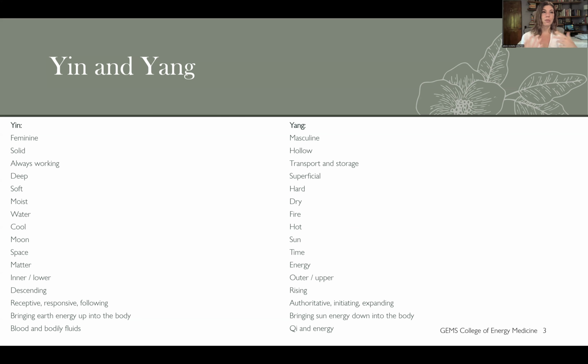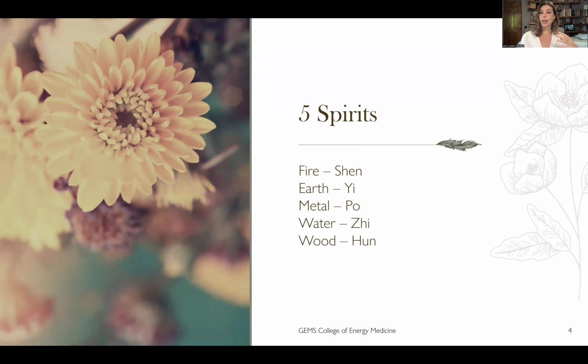They're all more yin or more yang. And so this is a way of classifying and understanding better the functions of different parts of our body, right? Today, we're looking at a very specific aspect of this. So moving out from yin yang for a second, we're going to talk about something called the five spirits. And again, this is a big concept. We're just introducing it here.